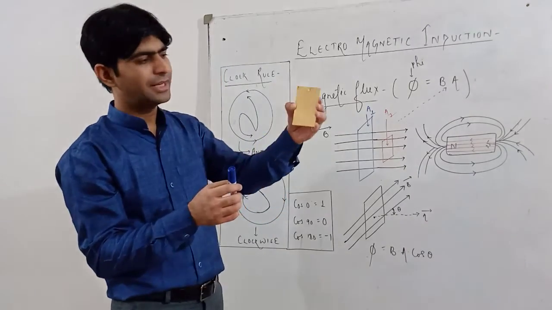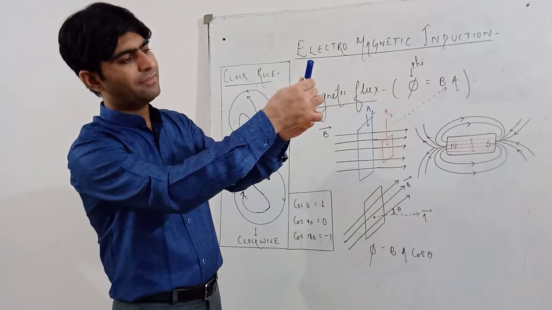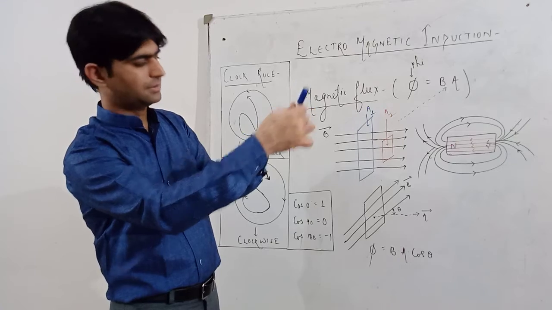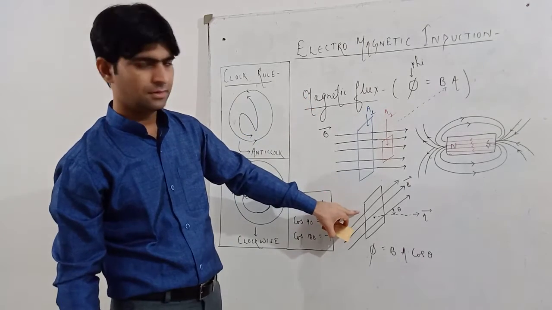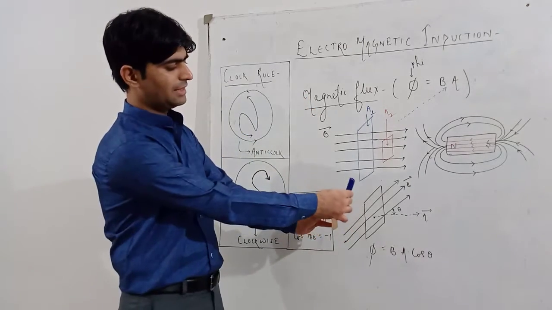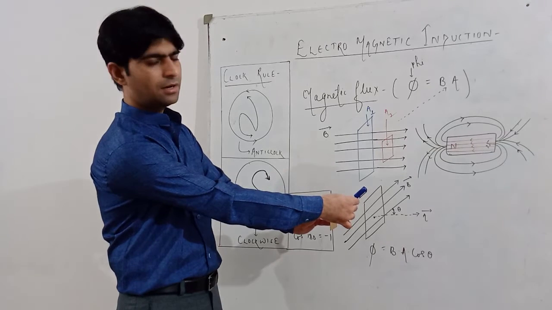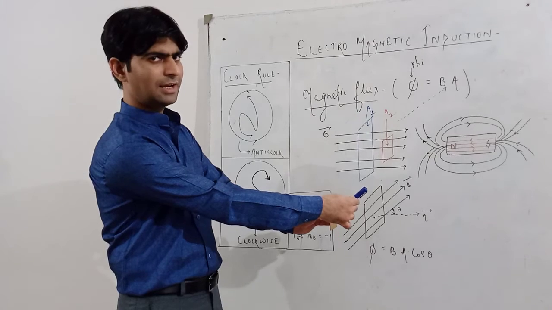Suppose this is your area and the magnetic field lines are crossing like this. I have drawn it here also. The area is like this and the field line is like this. So this area is making an angle theta with the magnetic field lines.